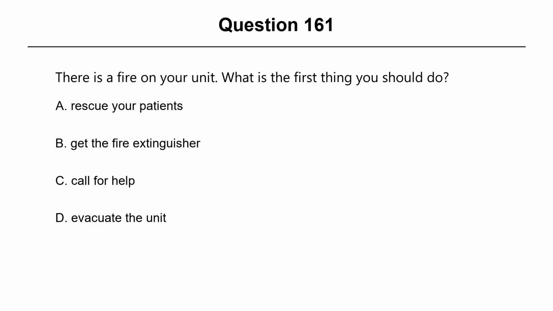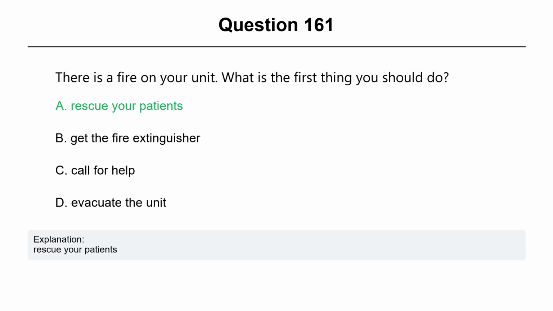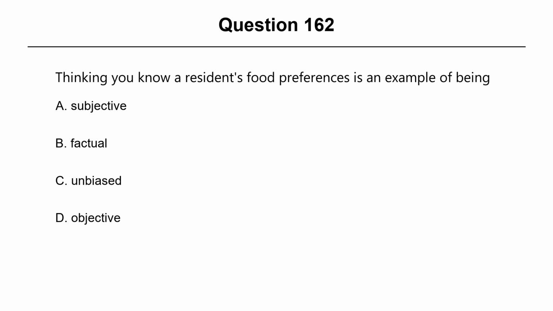There is a fire on your unit. What is the first thing you should do? Option A, rescue your patients. Option B, get the fire extinguisher. Option C, call for help. Option D, evacuate the unit. The correct answer is option A, rescue your patients. Rescue your patients. Question 162.